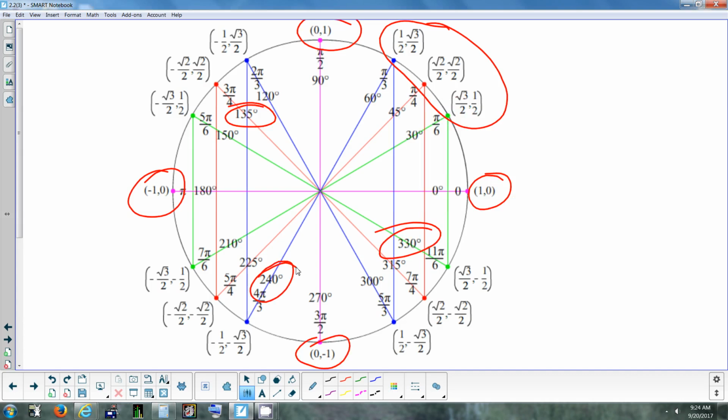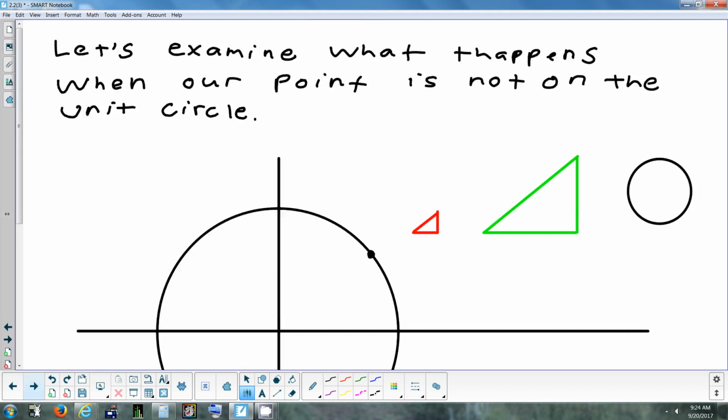And we've answered a lot of those questions in class. We haven't done every single possibility, but we've done a lot of them. Okay, so any questions on that? So there's your unit circle. All right.